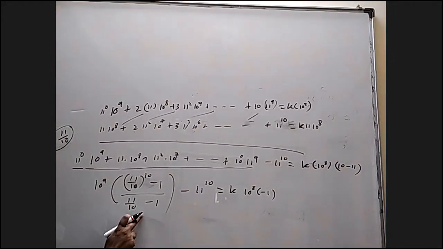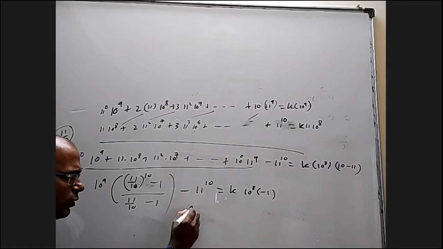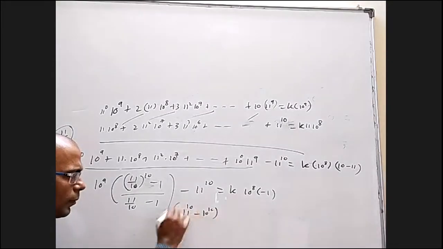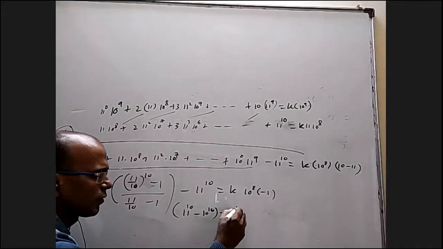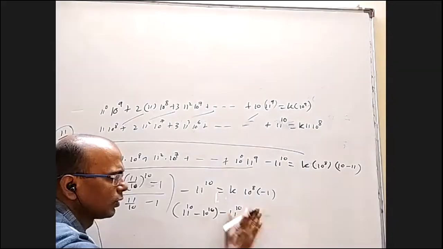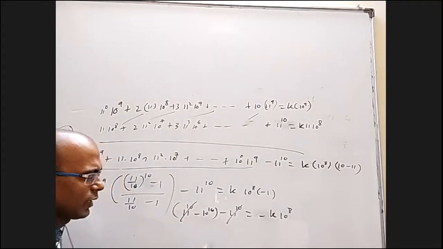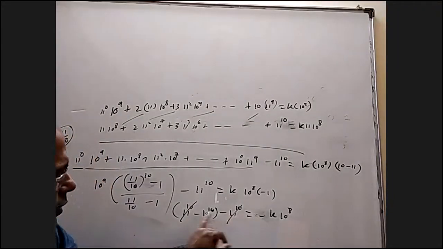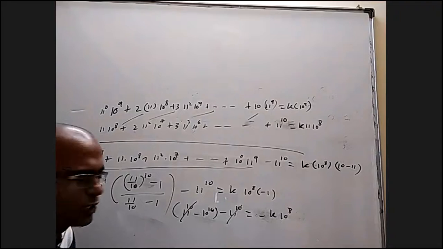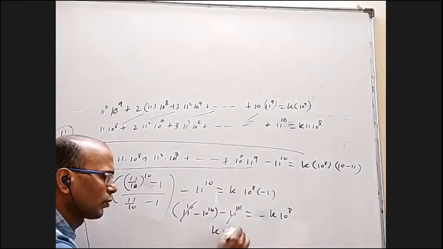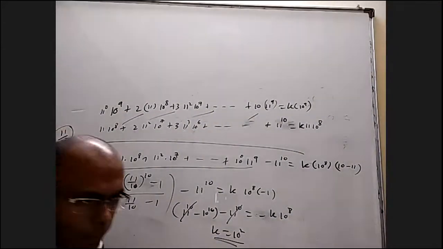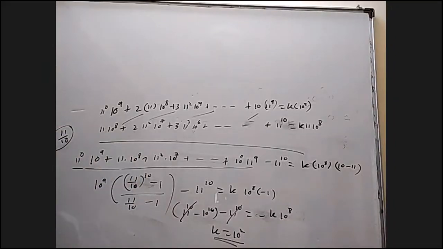This will become 1 by 10. 1 by 10 goes up, it will become 10 power 10. So this is 11 power 10 minus 10 power 10, minus this 11 power 10 is equal to minus k into 10 power 8. 11 power 10 and 11 power 10 will cancel, minus will cancel. 10 power 10 by 10 power 8 will be 10 square. So k will be 10 square, which is 100. Is it okay? Yes, sir.